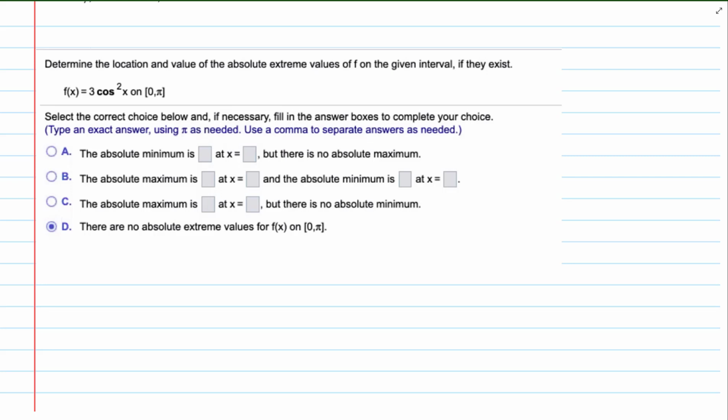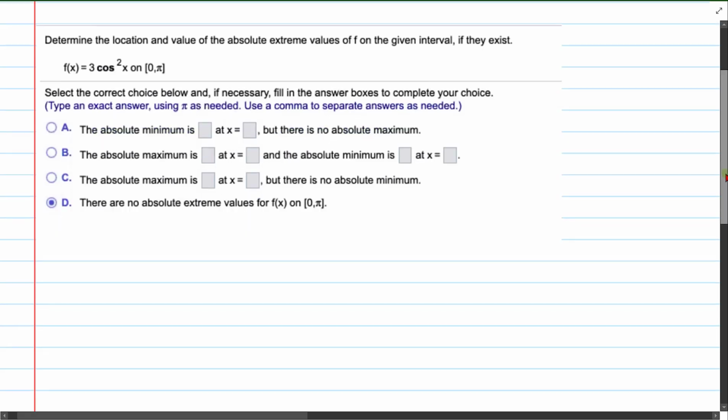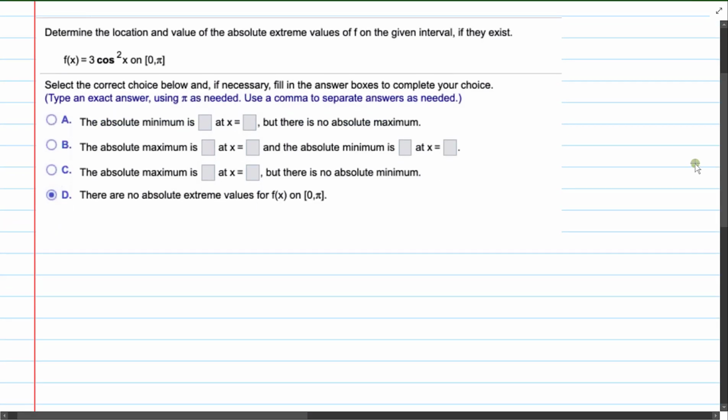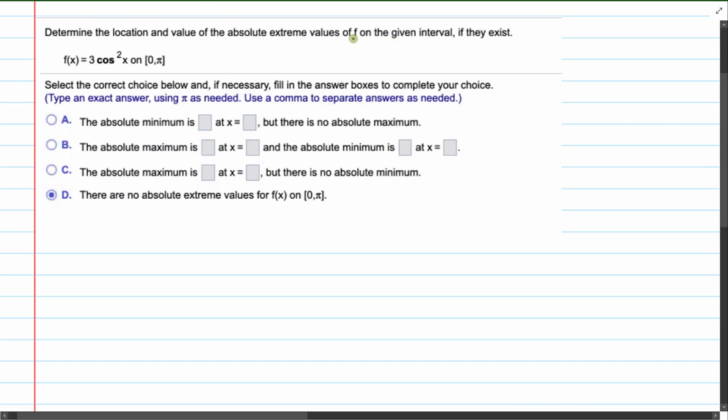Howdy folks, I want to make a quick video doing a MyMathLab problem. I'll put the number of the MyMathLab problem in the name of the video. And we're asked to find the absolute extremum for the function f on this interval here. So remember what our steps are for doing this problem.